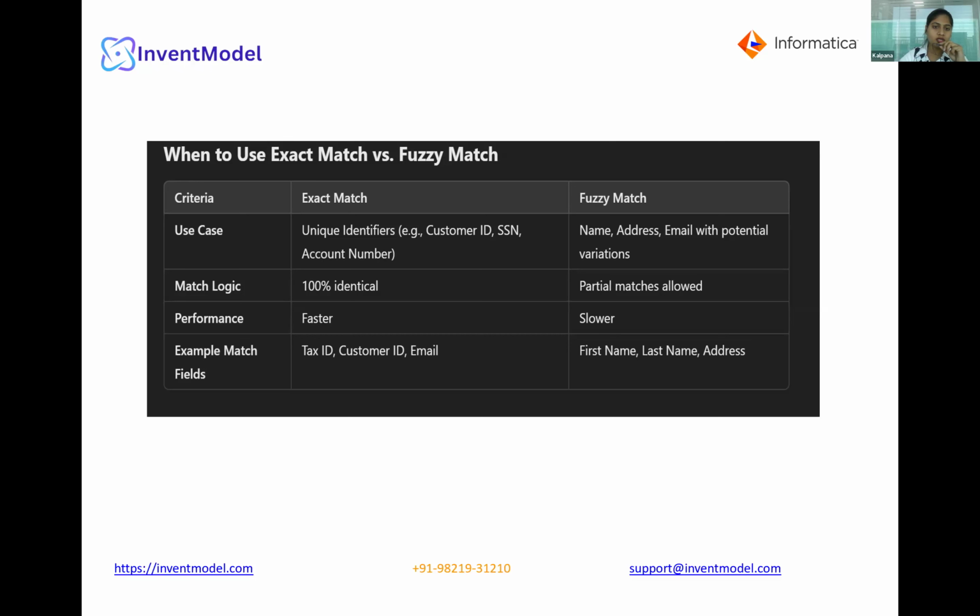We have examples for the exact match, like text ID, customer ID, and email. And for the fuzzy match, like first name, last name, and address. So these are the differences between the exact match and fuzzy match.